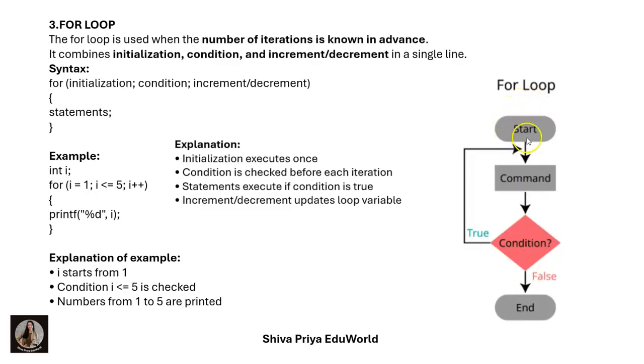Here is the flowchart. It starts. After that, you can see some commands inside, and it will check the condition. If it is true, then it will keep on executing. If it is false, it will come out of the loop and end the loop. Clear? This is all about the for loop.